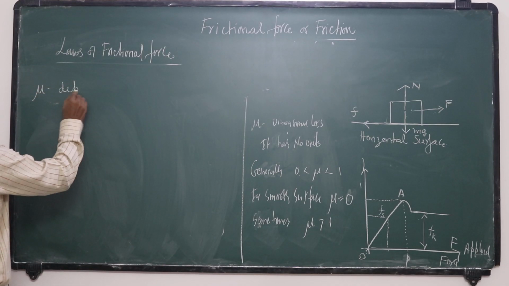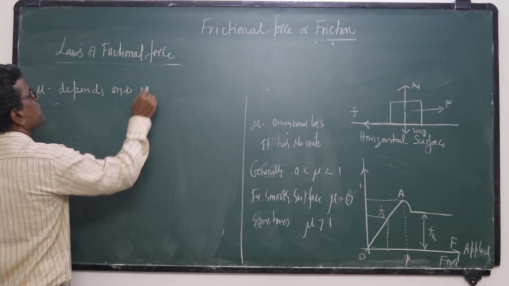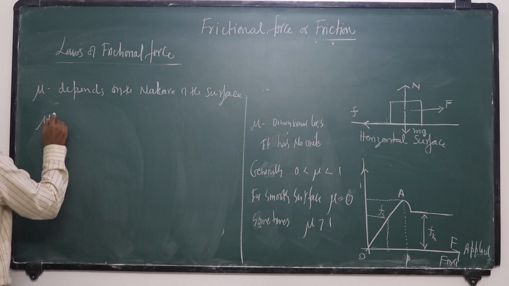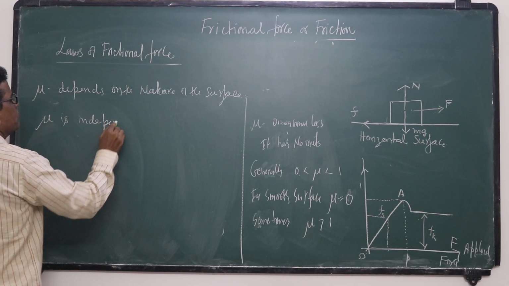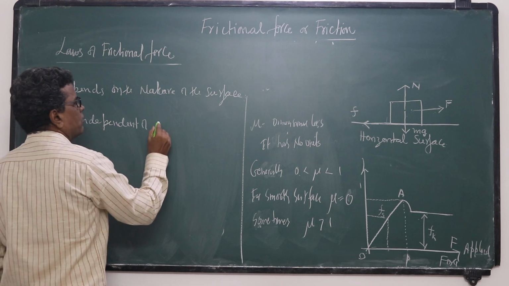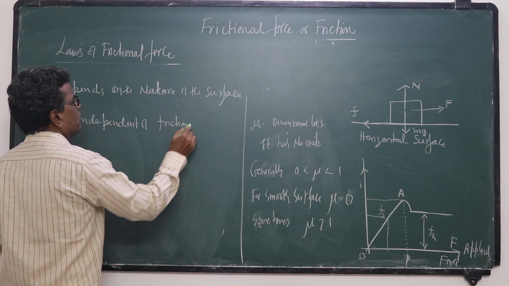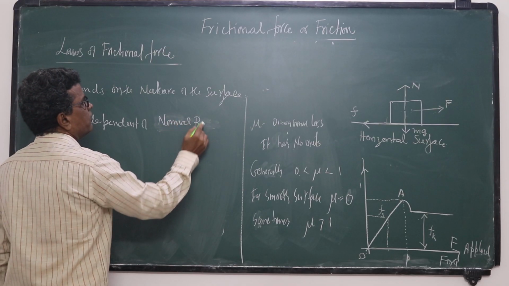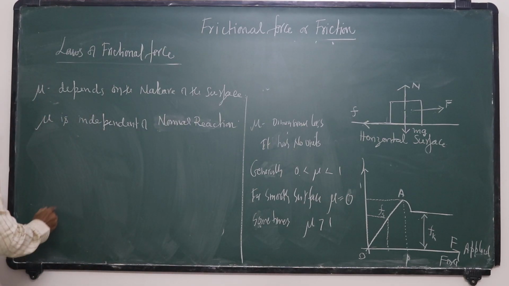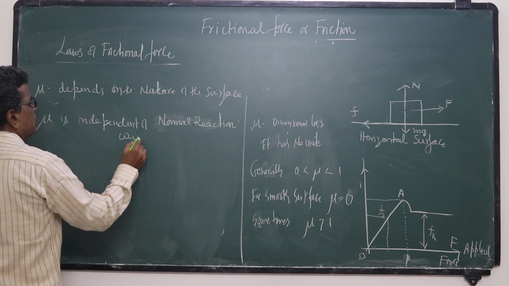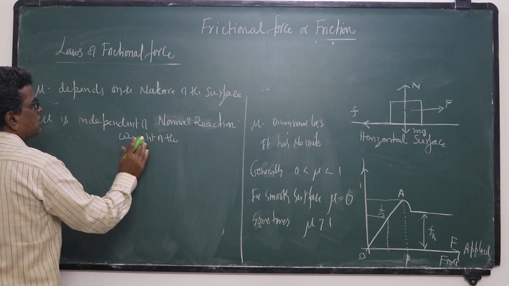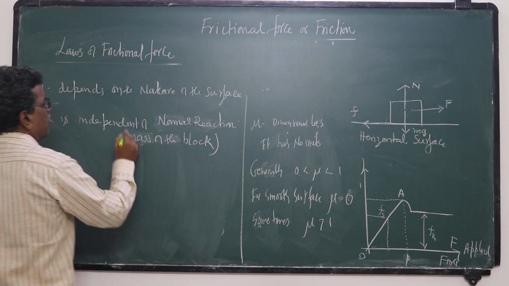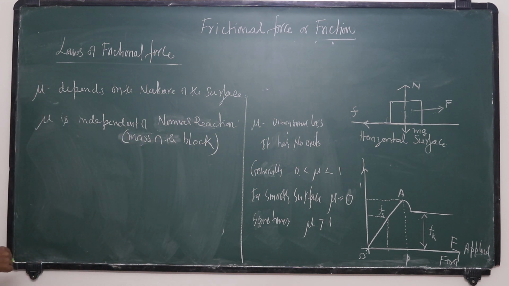Mu depends on the nature of the surface. Mu is independent of frictional force and normal reaction. That means weight of the block. What is normal reaction? Nothing but weight of the block or mass of the block. It is independent of mass of the block. It depends on nature of the surfaces.